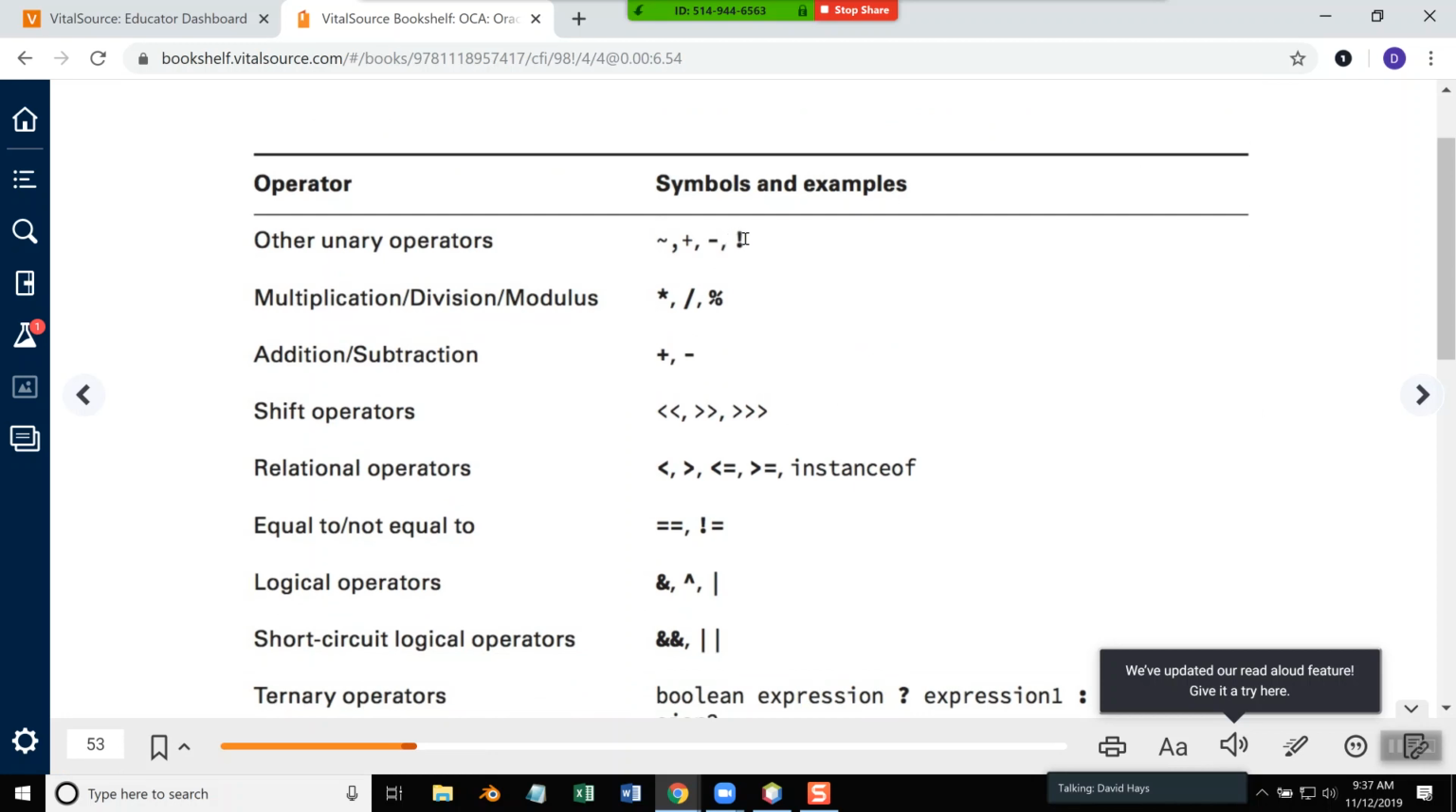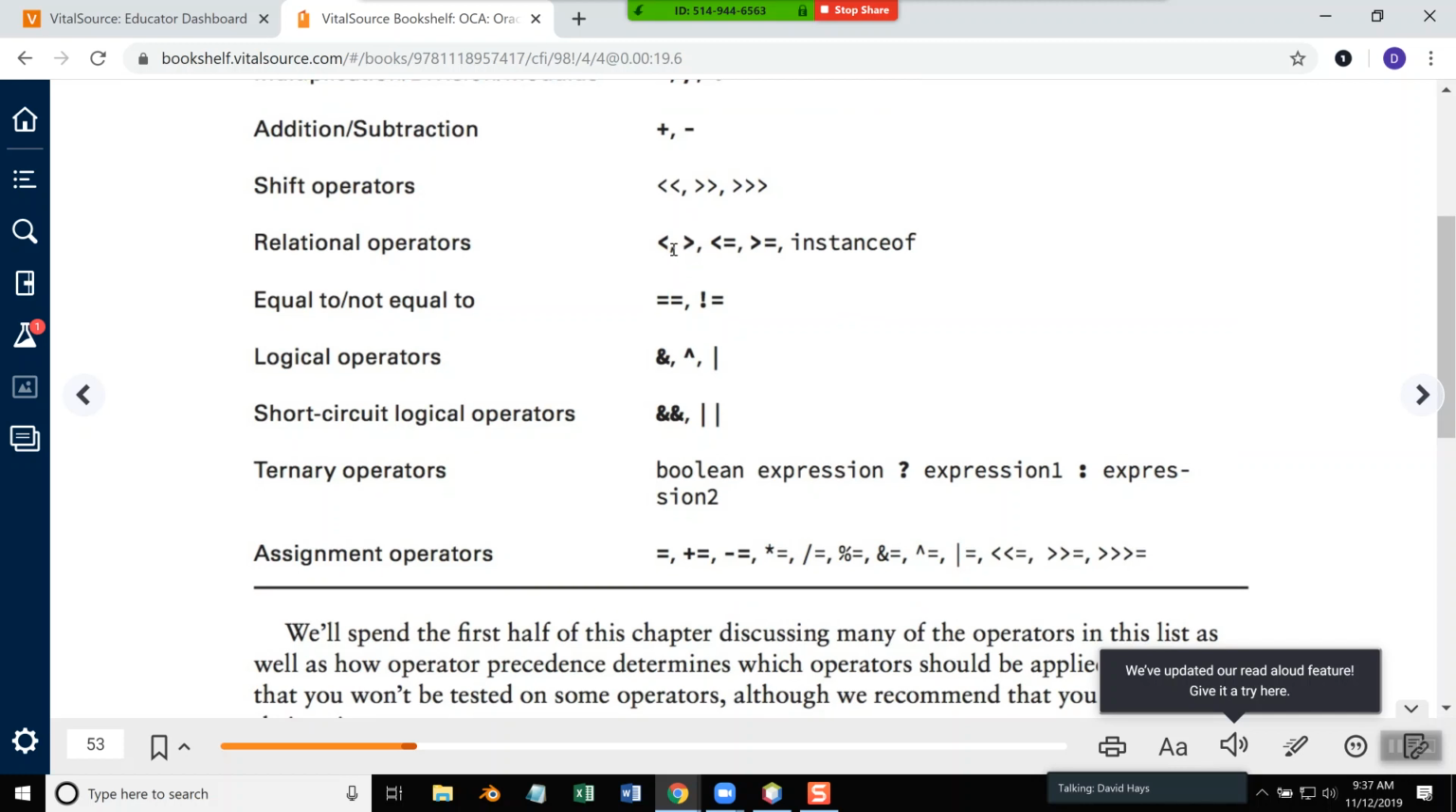So the exclamation, the asterisk, the divide, the modulus, that returns a remainder, plus and minus, addition and subtraction. The relational operators, less than, greater than, less than or equal to, greater than or equal to. The equal to, not equal to. The logical operators. And short circuit logical operators. And then it looks like, I think this is in bold, the ternary operators.